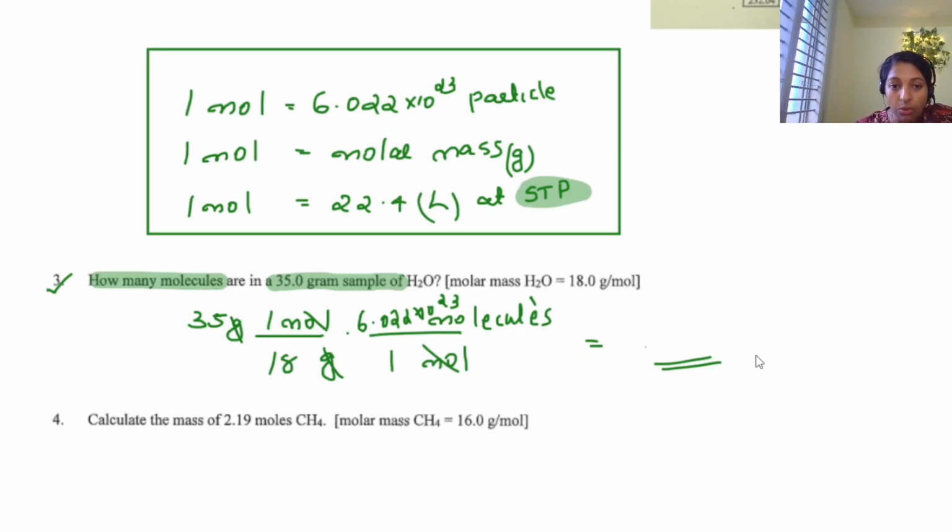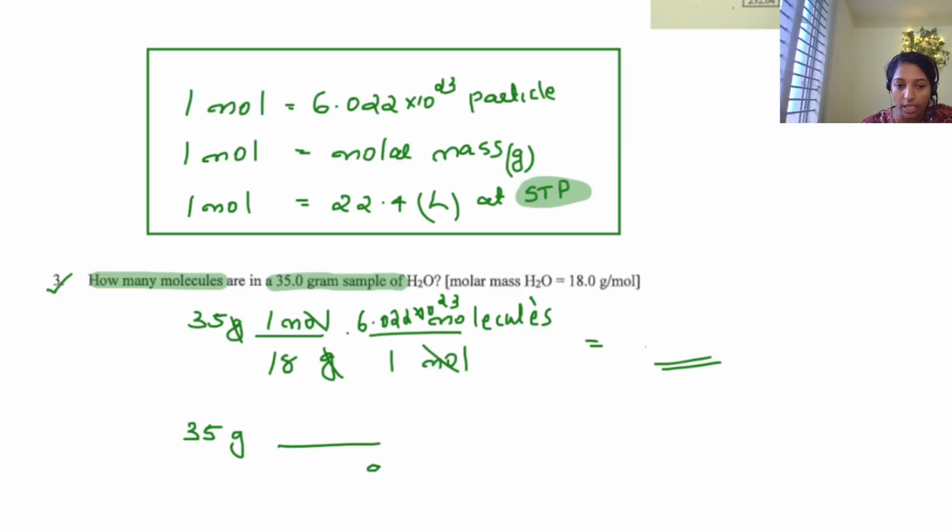Suppose the question is about hydrogen atoms: how many hydrogen atoms are there in a 35 gram sample of water? How do you do it? Again, you start with the 35 gram. First, we need to cancel the gram. 1 mole and gram relationship we studied, so 18 gram is equal to 1 mole. And again we studied 1 mole and number. Since we need number, you can use this number.